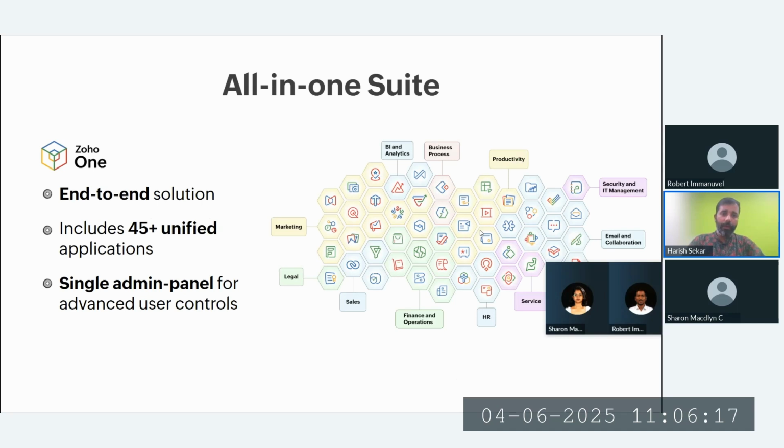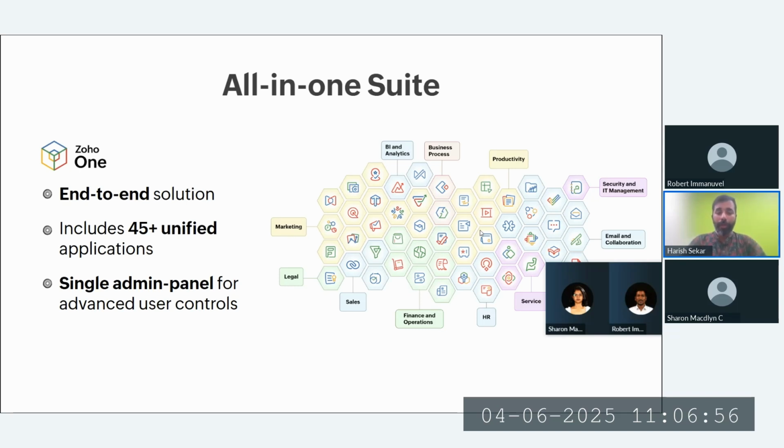A quick walkthrough on the Zoho One all-in-one suite, end-to-end solution. You all are using it, and that's exactly why you're here for this webinar. It includes 45 plus unified applications and a single admin panel for advanced user controls. Zoho One solves a lot of problems. It becomes the interface for all of your connectivity, productivity, business process, finance, sales, HR services applications, so that the transition is seamless and your work gets done faster. And most importantly, you don't have to depend on others. That's exactly where Zoho comes into the picture.